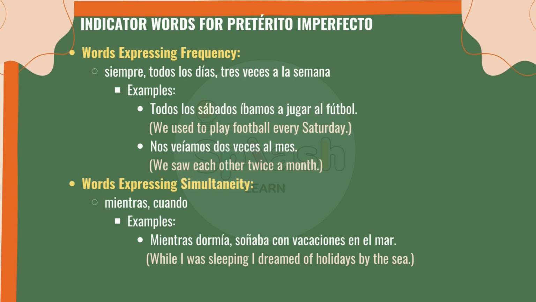Words that indicate simultaneous actions also help determine the use of this tense. Example: mientras, while. Cuando, when. Sentences. Mientras dormía, soñaba con vacaciones en el mar. While I was sleeping, I dreamed of holidays by the sea. In this sentence, mientras introduces an action that was happening at the same time as another.